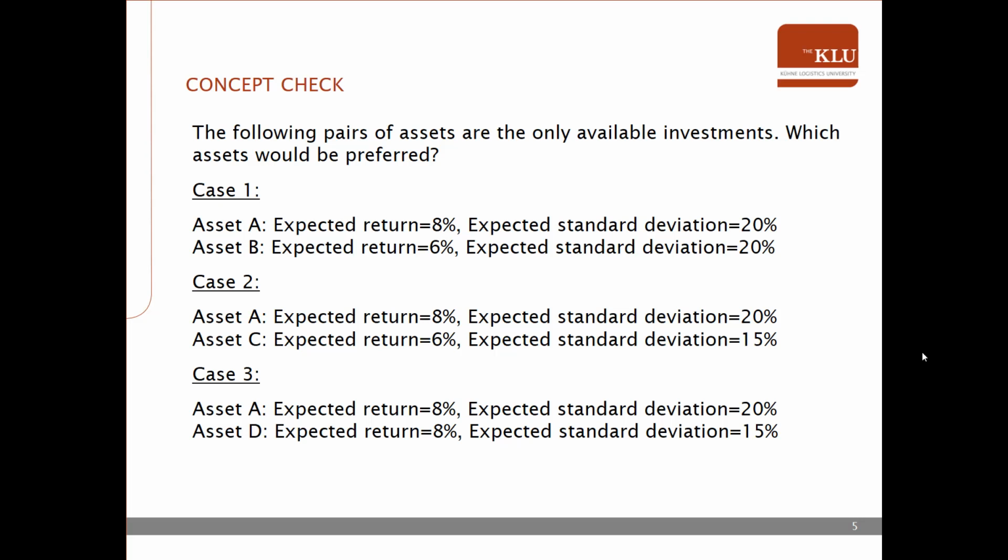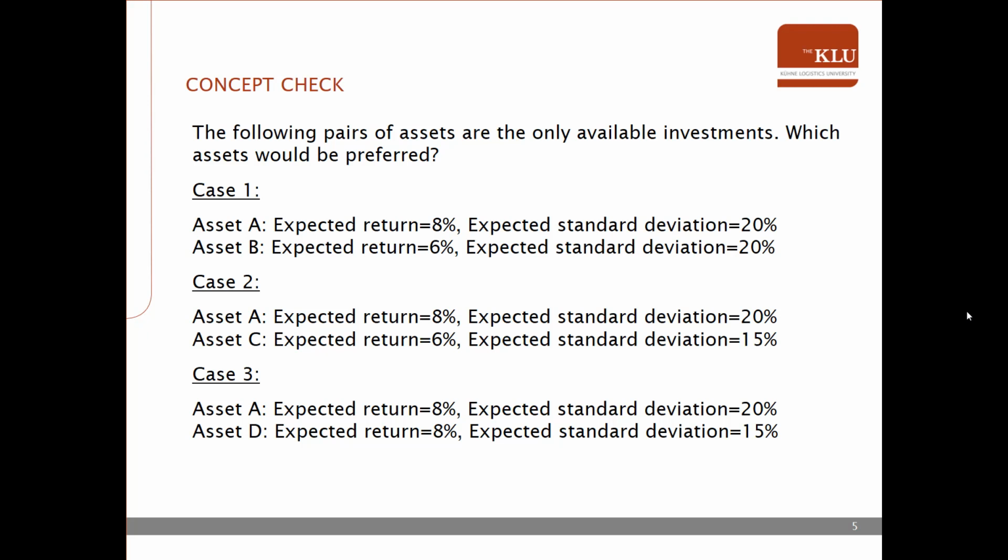As a normal distribution is completely defined by its mean and standard deviation, we only need these two items of information to evaluate two alternative investments. Therefore, we can look at these three cases presented here and make a decision in each of these cases which asset we would prefer. You can pause this video at this point to make up your mind about which asset you would prefer in each of the three cases.